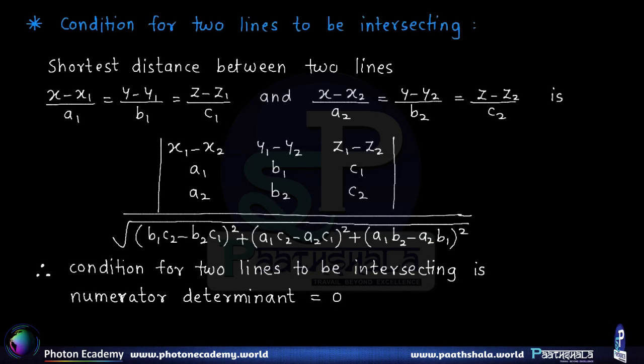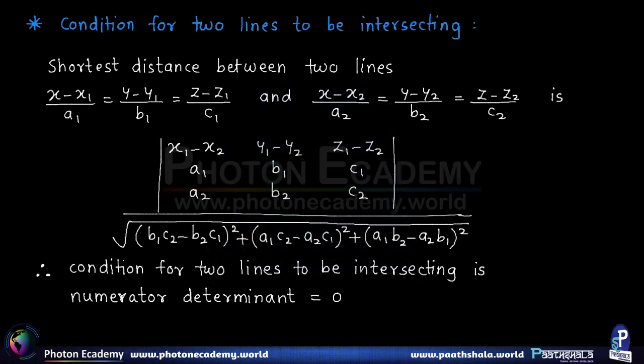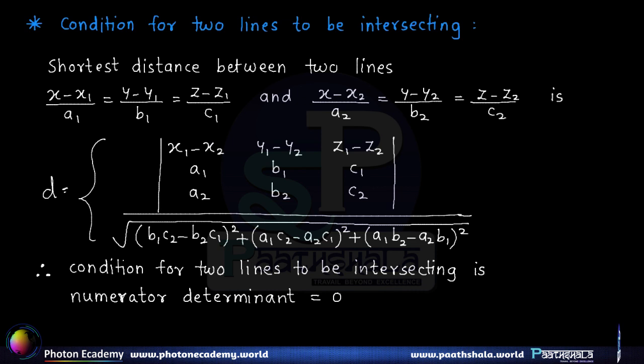Now based on the formula of the shortest distance between two skew lines, we can derive the condition for two lines to be intersecting. That means if we know the equations of two lines, we can detect whether they are intersecting or not. Now here is given that the shortest distance between any two lines whose equations are known to us is given by this particular formula, that we have already derived.